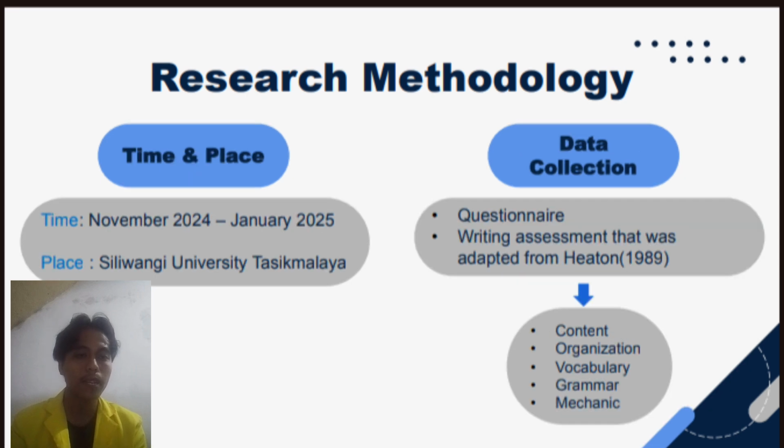Alright, for the time and place, the researcher conducts this research from November 2024 until January 2025, conducted at Siliwangi University, Tasikmalaya. And then for data collection, the researcher used a questionnaire supported by Google Form, and then the researcher will assess the participants' answers by using an analytic methodology that will assess five criteria. The first is content, organization, vocabulary, grammar, and then mechanics.